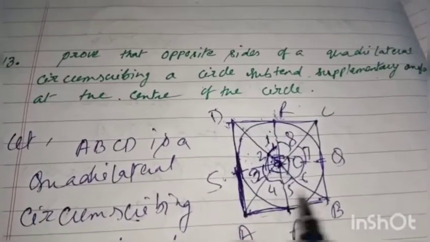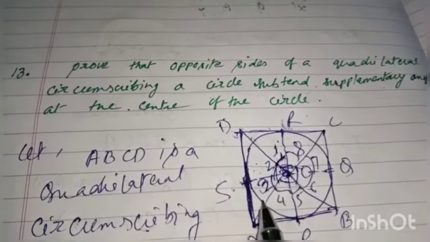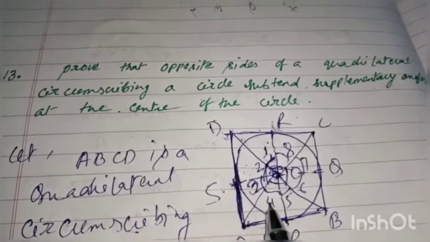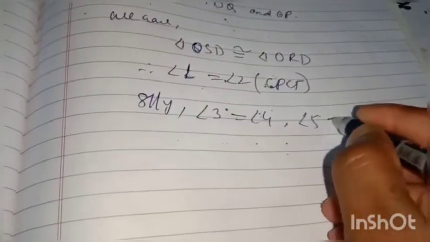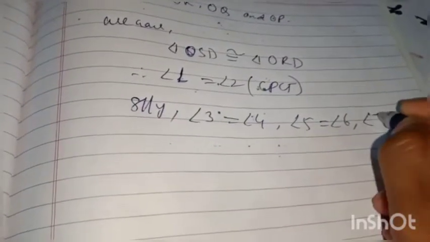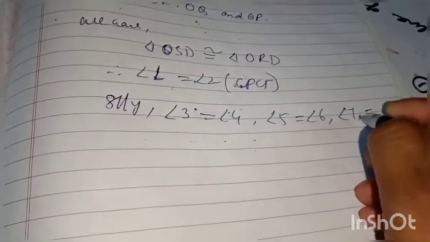See, this is the difference. These are triangles, 3 and this one, and this one triangle. So 3, 4, 5, 6, 7, 8. So you can write angle 3 is equal to angle 4, angle 5 is equal to angle 6, and angle 7 is equal to angle 8.